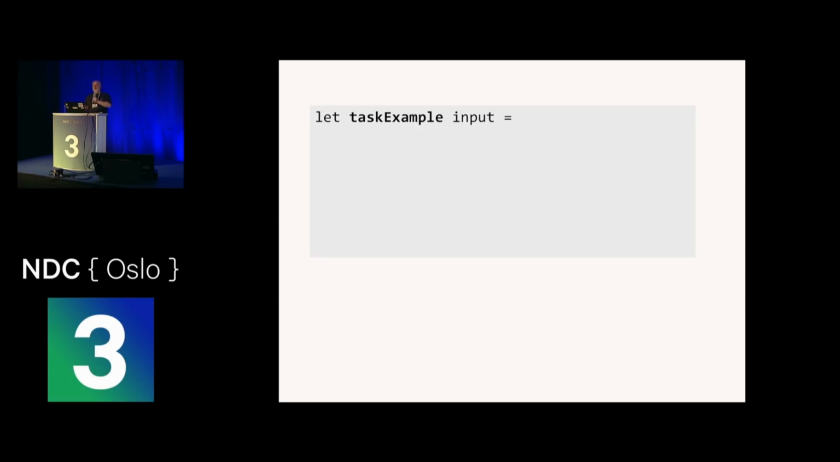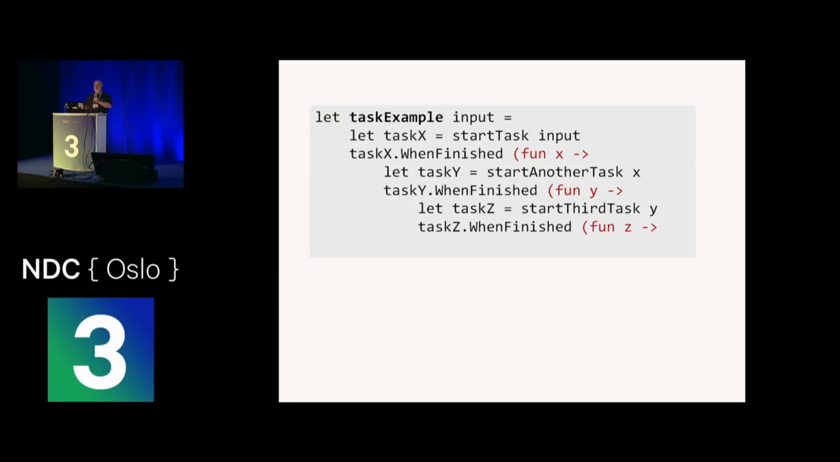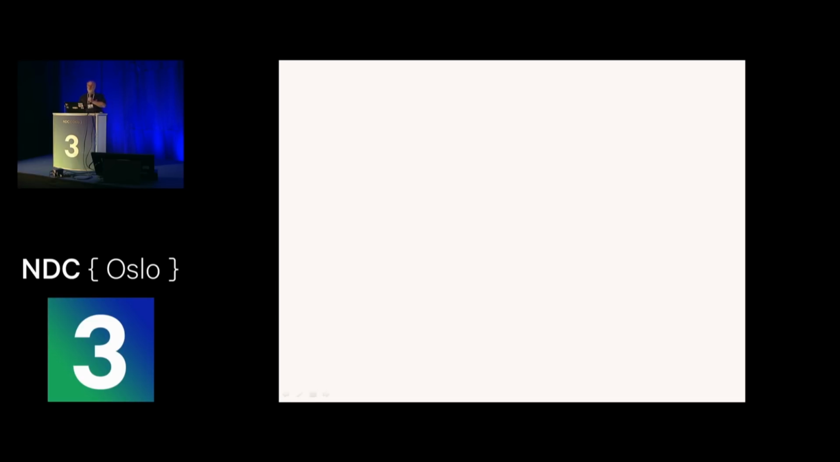Let's look at some code. So typically you might say start a task, and when it's finished, do the next thing, and when it's finished, do the next thing, and when it's finished, do the next thing, and so on and so forth. You get this thing called the pyramid of doom, which is pretty ugly. So let's see how monads can solve this problem.